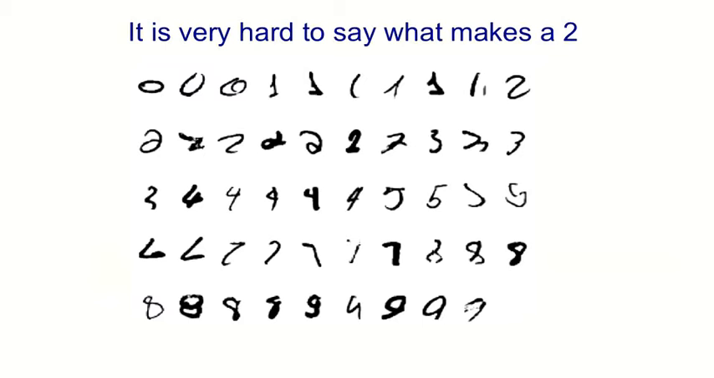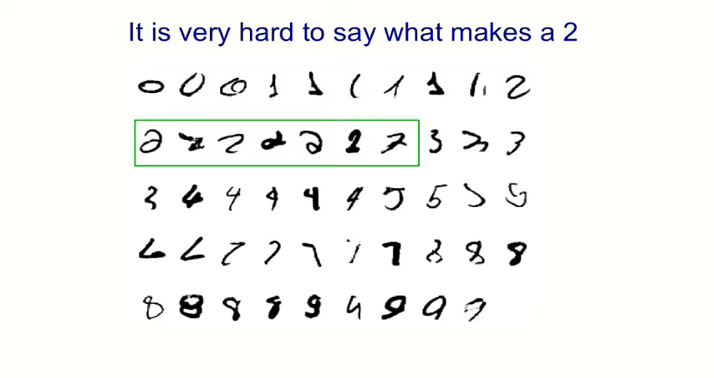If you look at a bunch of twos, like the ones in the green rectangle, you can see that if you knew they were a handwritten digit, you'd probably guess they were twos, but it's very hard to say what it is that makes them twos. There's nothing simple that they all have in common. In particular, if you try and overlay one on another, you'll see it doesn't fit.